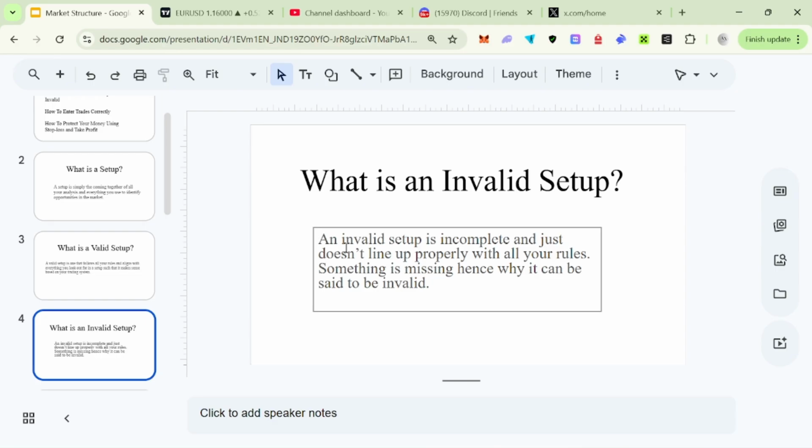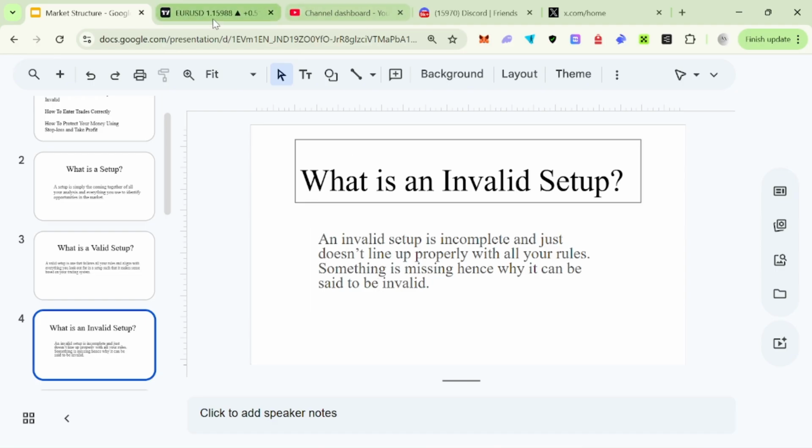And this is where most traders make mistakes. They see something that almost looks right and they still take the trade. When you see a setup that fits your rules 99 out of 100, you shouldn't take that trade just because of that one. That's how trading works. You need everything to be in place for you to have a valid setup and for you to be able to take a trade.